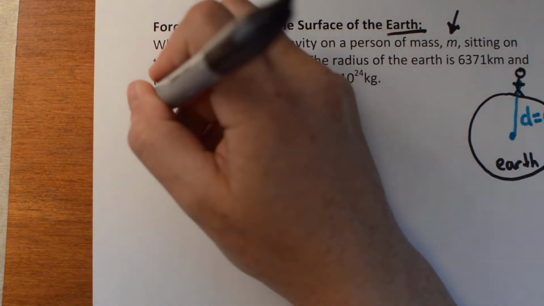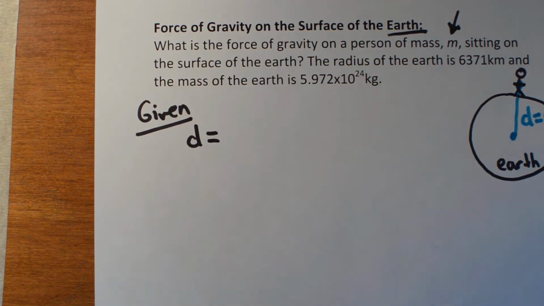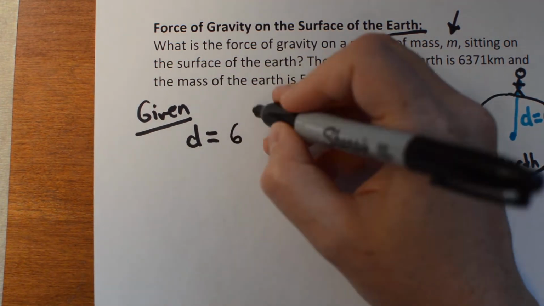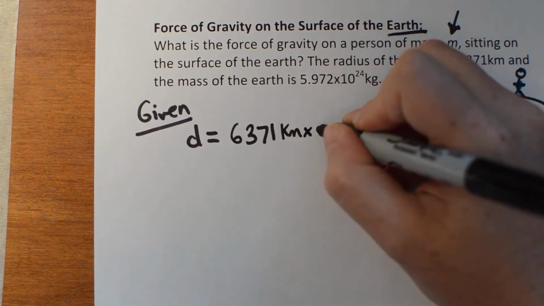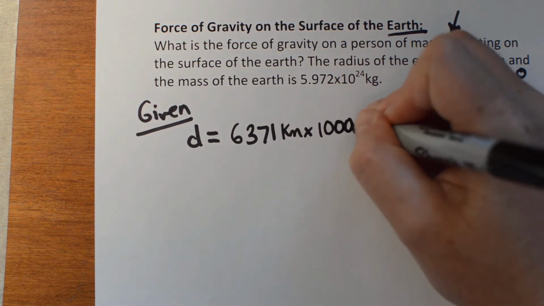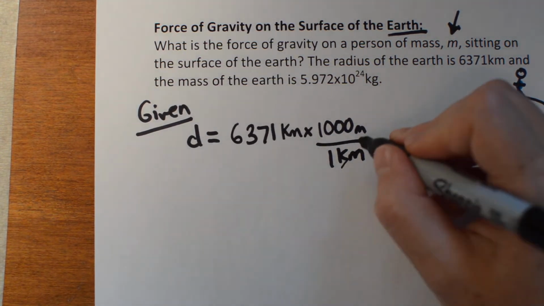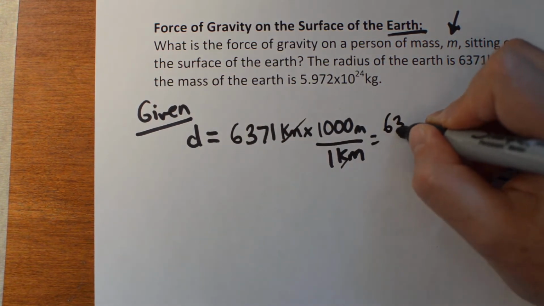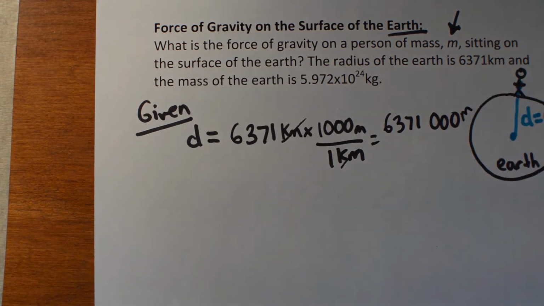Let's write down our given then. So we just figured that out, that the distance between the center of you and the center of the Earth is the radius of the Earth, which is 6,371 kilometers. I'm going to need to switch that to meters, right? So there's 1,000 meters in 1 kilometer. So that kills my kilometers here. So I could write that all, it'd be 6. I'm going to need to add 3 more zeros there to put it in meters.